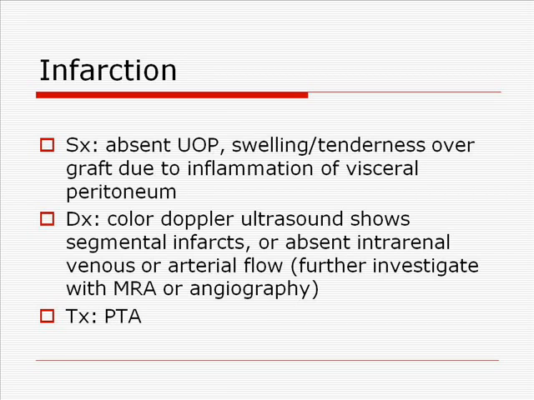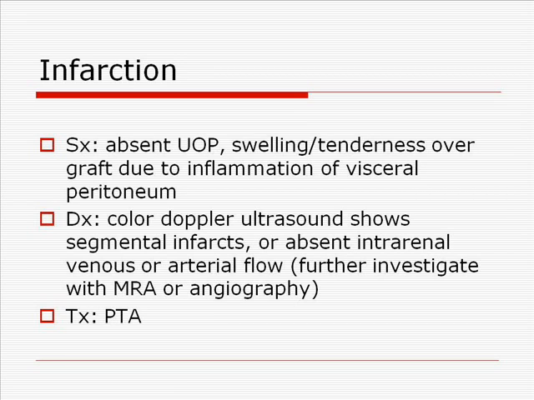Symptoms can include absent urine output with swelling and tenderness over the graft. Inflammation within the transplanted kidney may incite an inflammatory response in the adjacent visceral peritoneum with local pain resulting. Segmental infarct on ultrasound appears as a hypoechoic mass that is either poorly marginated or with a well-defined echogenic wall. A global infarction will appear hypoechoic and diffusely enlarged.